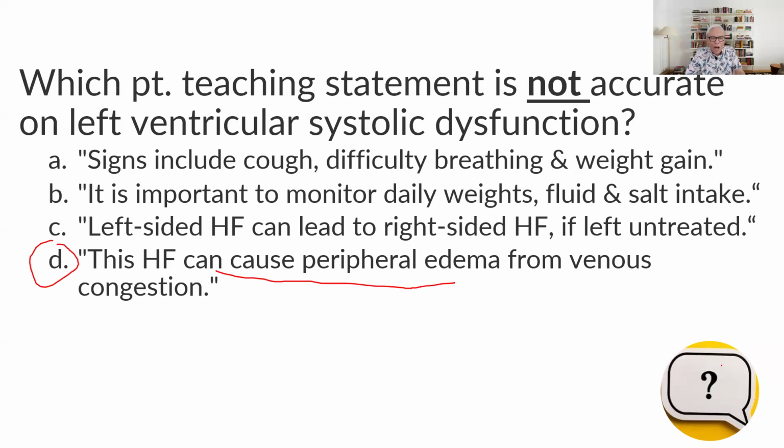Okay, so option D is the answer. This more describes right-sided heart failure, not left ventricular systolic dysfunction. When you have systolic dysfunction, the left side of the heart will be unable to contract efficiently, which causes the blood to back up into the lungs, leading to pulmonary edema.